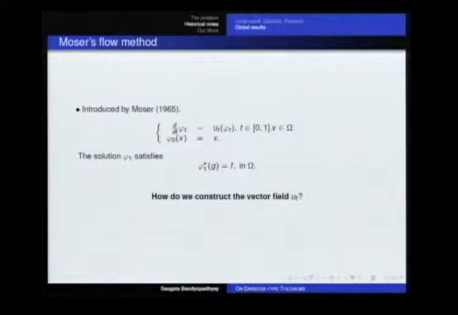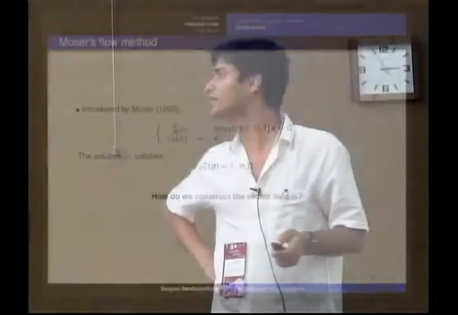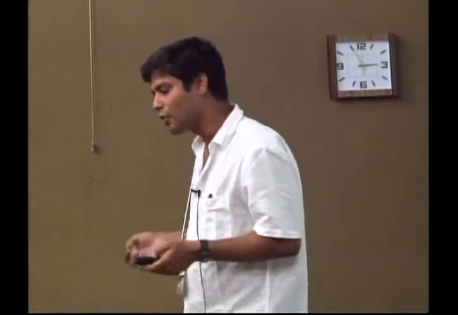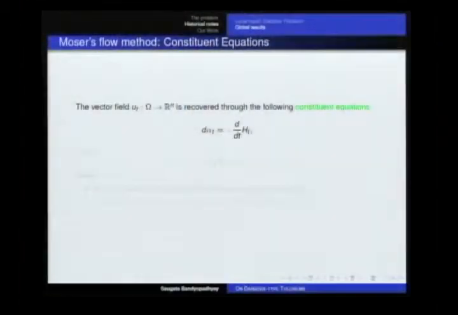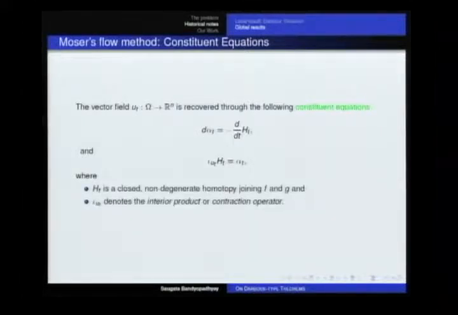And how do you show that phi_t star h_t is independent of t? We differentiate with respect to t, then use the Lie derivative formula and this famous formula due to Cartan, and the constitutive equations show that phi_t star h_t is indeed independent of t because the derivative is 0. Since it's a routine calculation, we will not do it here. This calculation can be found in any differential geometry book, so we'll skip it.